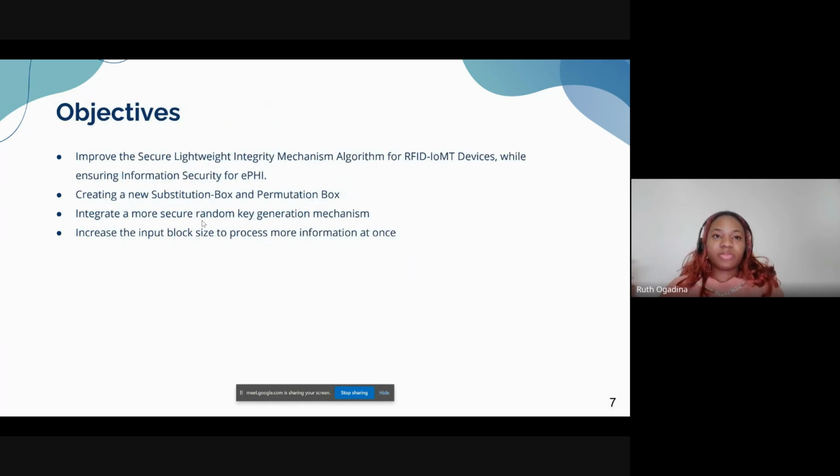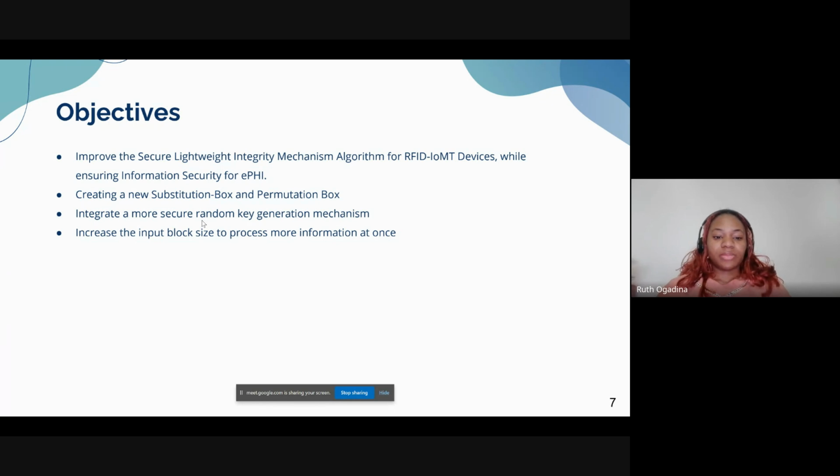So some of my listed objectives for the project was to mainly create an enhanced algorithm for IoMT devices that utilize RFIDs, such as digital clipboards, smartwatches, and heart rate monitors. And another objective of this project was to create a new substitution and permutation box, which would improve the diffusion and the non-linearity of the ciphertext that will be generated.